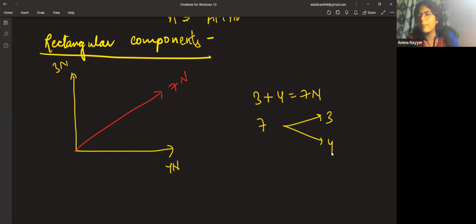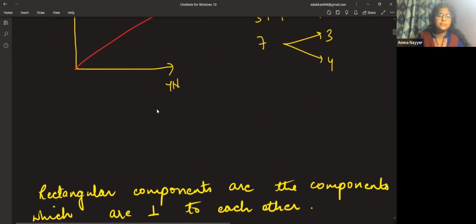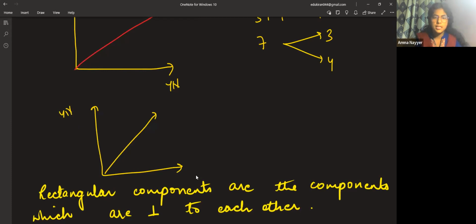And this is so helpful and so important. Such a basic topic for all of you for your class 11th and throughout. Very, very important topic. See, how do we resolve? This means, suppose some angle is given. Let's say this is 4 Newton, this is 3 Newton.